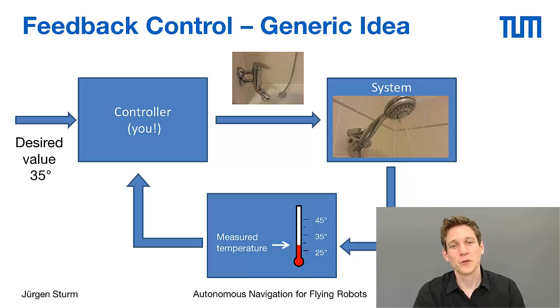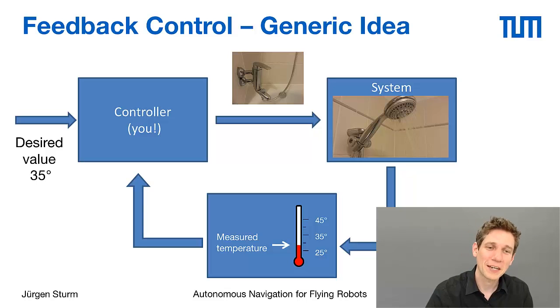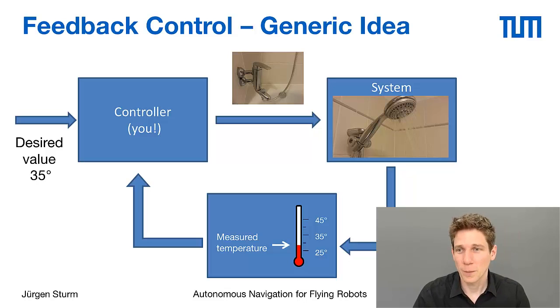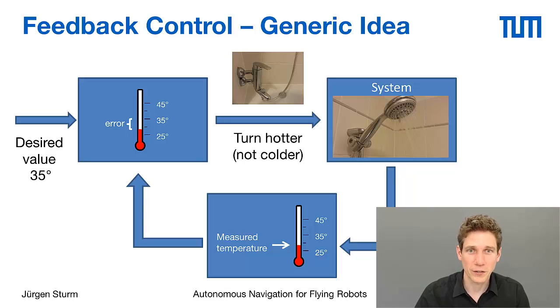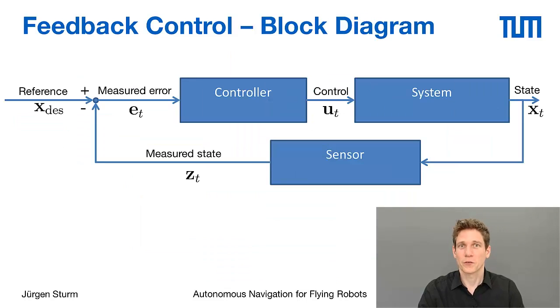And so you feed back, and this is the idea of feedback control, you feed back this measurement to the controller to take an appropriate action. So in this case, you first compare the observed temperature to the desired temperature. You observe that there is a certain discrepancy of a few degrees, and so you would turn the valve hotter to hopefully make the water warmer. And if necessary, you do this closed loop cycle a few times until the water has reached the right temperature. So much for the generic idea.